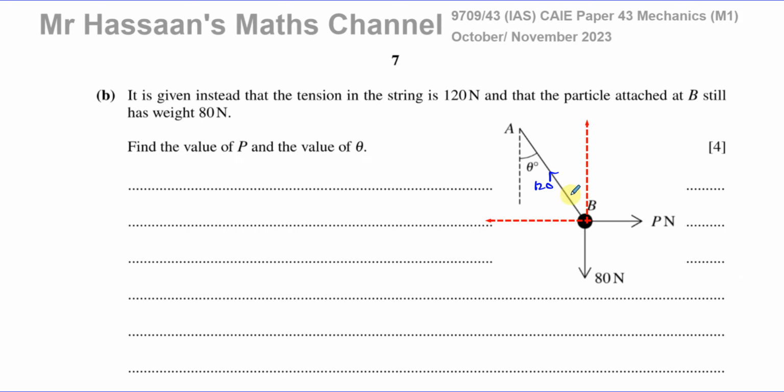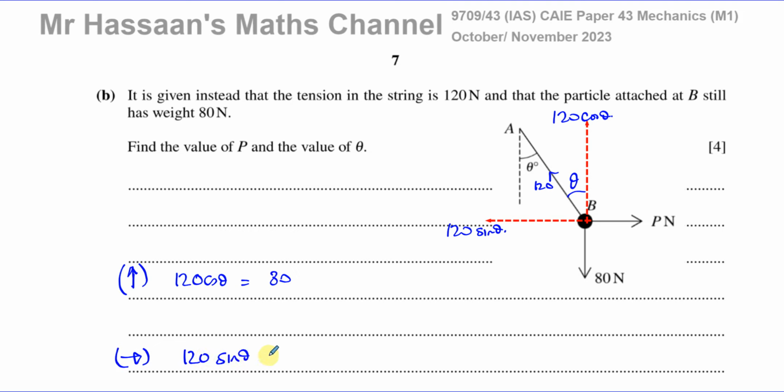So we know that this angle here is theta, which we have to find again. We don't know what it is now. The situation has changed. So this is now, instead of t, 120 times cosine of theta. And this is 120 times sine of theta. So again, we can resolve vertically and horizontally. Vertically first, we can say that 120 times cosine theta is equal to 80. And horizontally, we can say that 120 times the sine of theta is equal to P.